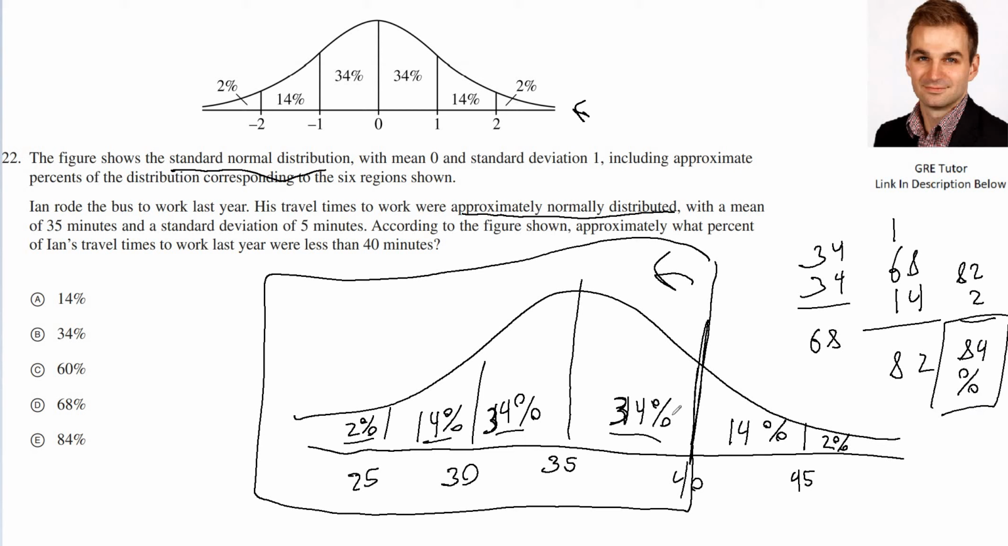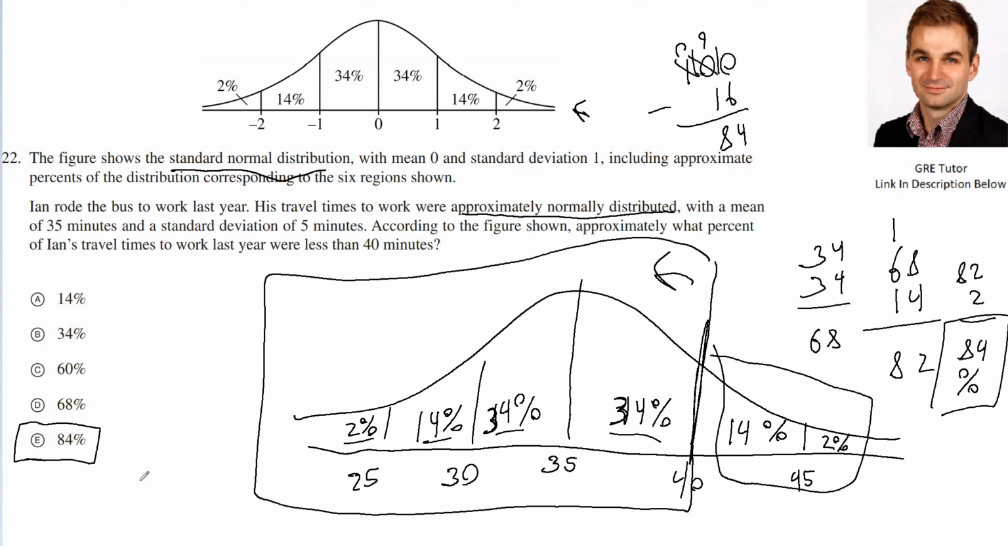Now, an alternative solution, which might be a nicer thing to do, is to just take the whole pie minus what you don't get. So if we're getting everything from here down, we're actually getting 100% minus whatever is over here. So you could also just take 100 and subtract 14 plus 2, which is 16. And this will again get you to 84. In either case, the answer is going to be 84%, or E.